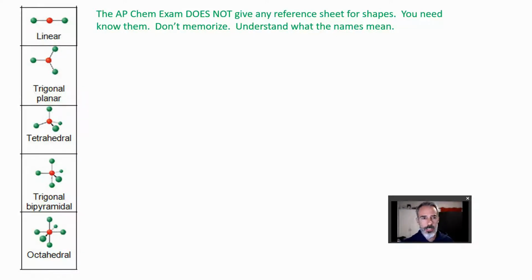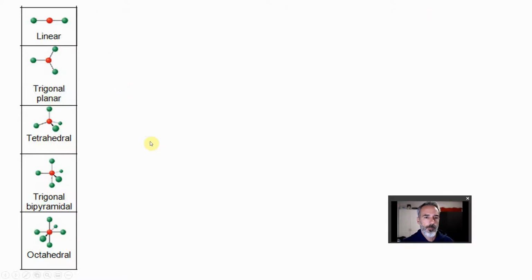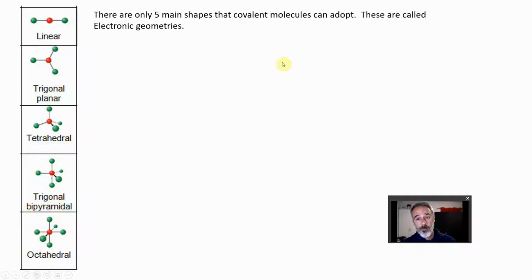But let's look at these. AP does not give any reference sheets, so we've got to make sure that we have them. There are only 5 main shapes, and these are called electronic geometries. Now, AP will ask us in questions, what is the geometry of this molecule? And that's what they mean. What is the shape? Same thing.